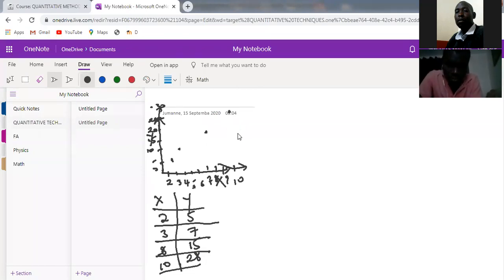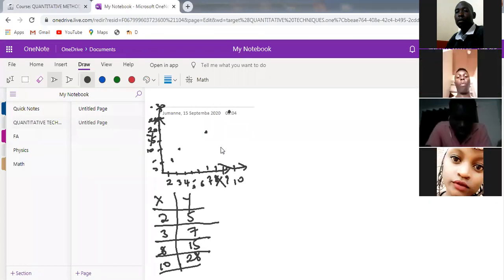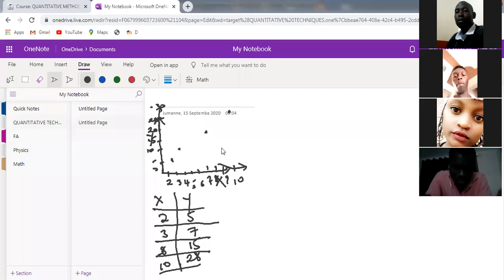So a scatter diagram is simply a diagram that shows the x values and their corresponding y values without drawing a line. You just plot them and you don't indicate a line. And therefore, what comes out is known as the scatter diagram.